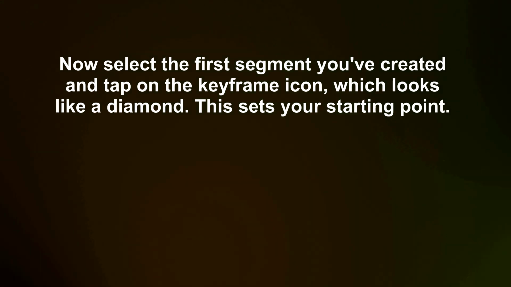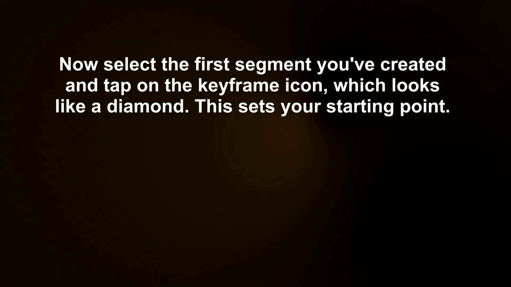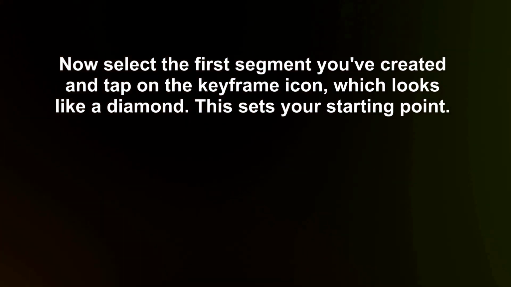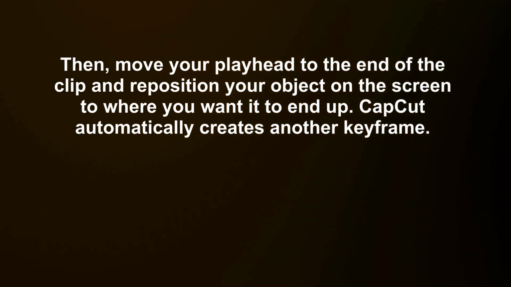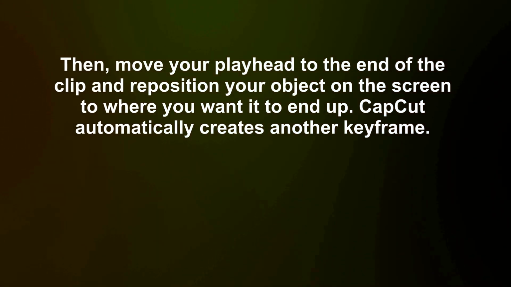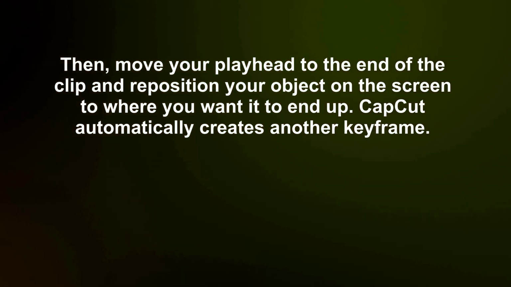Now select the first segment you've created and tap on the keyframe icon, which looks like a diamond. This sets your starting point. Then, move your playhead to the end of the clip and reposition your object on the screen to where you want it to end up.